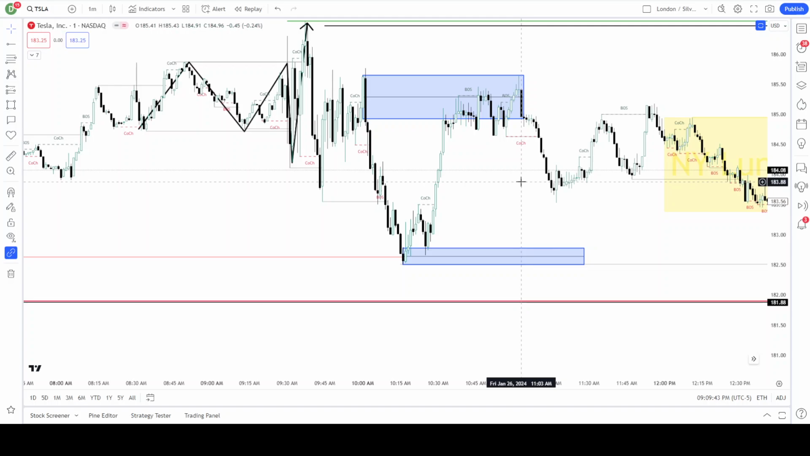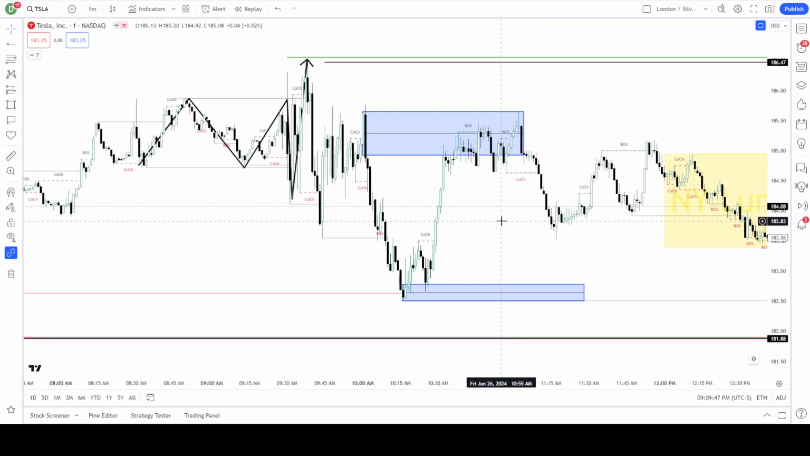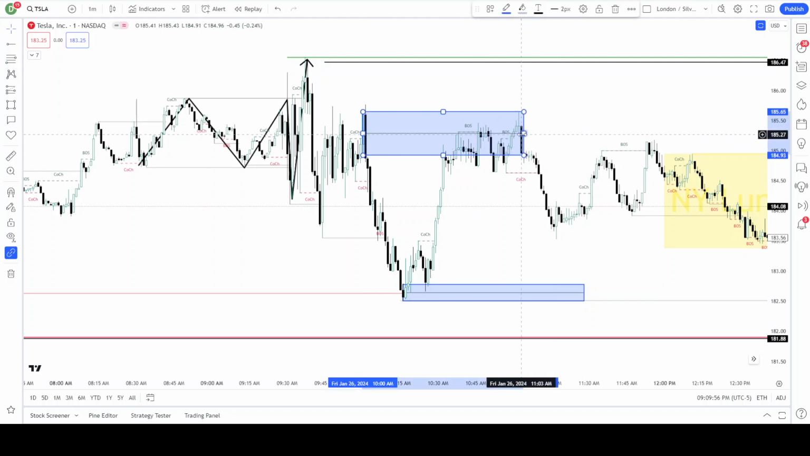But at that point in time, you're after 11 o'clock or you're starting to run out of time. So may not be the best idea, depending on what session you like to trade. I prefer to trade the New York AM session, and so that would be outside my window. But there's two really nice smart money concept setups specifically on Tesla.